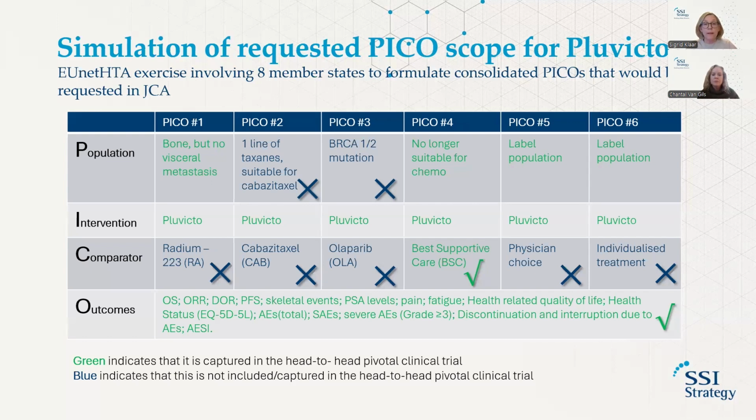If we look at the outcomes, they're all green, which is great, because basically all the outcomes that were requested by the member states were all captured in the trial. That's pretty good. So if we go to the next slide. But can I just ask you one thing? Looking at this slide here and all these X's, is there anything that the company could have done to design the trial differently to tick more boxes here, do you think? How to think about that?